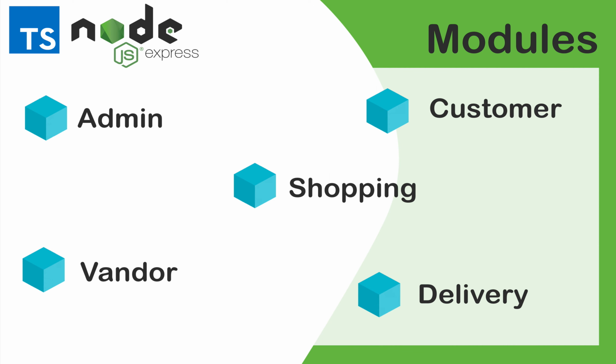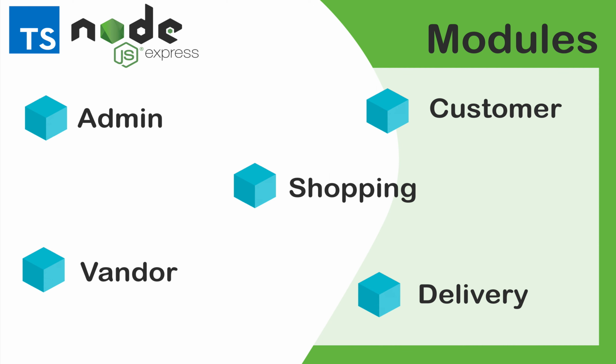What application features will exist? There are 5 modules we will cover in this tutorial series: admin module, vendor module, customer module, shopping module, and delivery module. Each and every module will work independently, but at the beginning we will write the whole application in a monolithic way, and we will try to accomplish each module's functionality first.